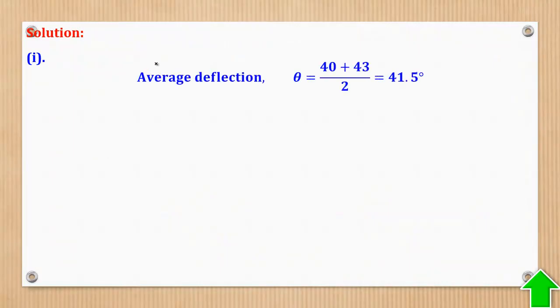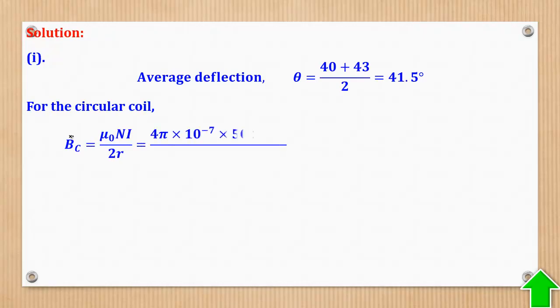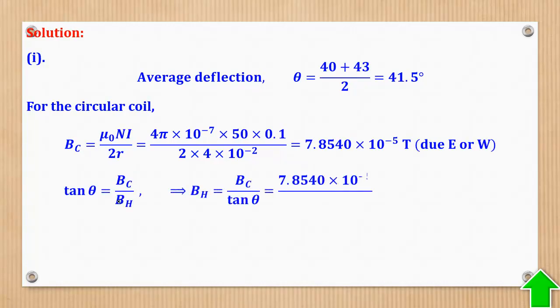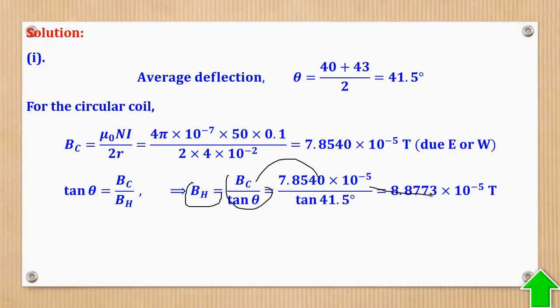So 1 is the average deflection, which is that. Then for the circular coil, flux density is given by this expression, so substitute to get the flux density. Then you know that tan theta is equal to BC over BH, meaning that BH is equal to this. Substitute to get the output. That was Roman 1, then Roman 2.